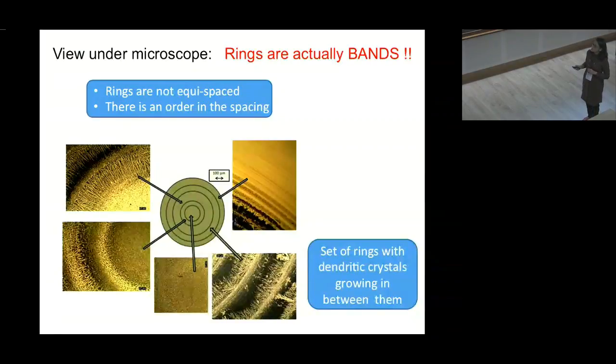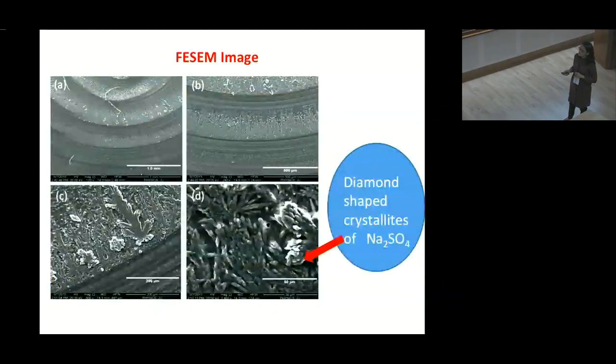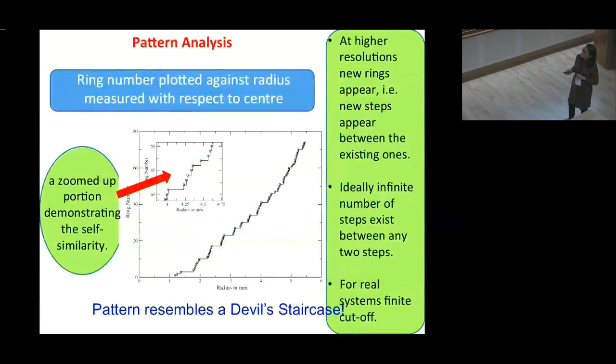So what we see is that the set of rings have dendritic crystals growing in between them. This was observed from the microscope studies. We also did SEM, and in the SEM images, these diamond-shaped crystallites of sodium sulfate were clearly visible. And so we do a pattern analysis of the experimental results.